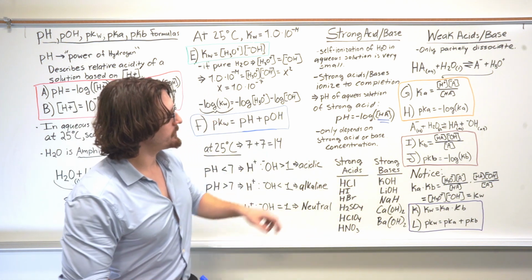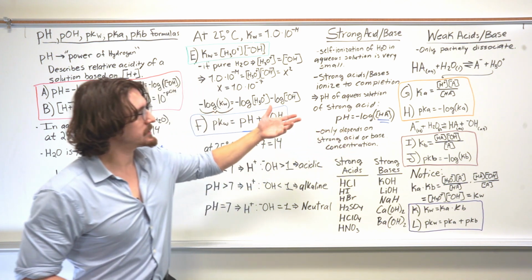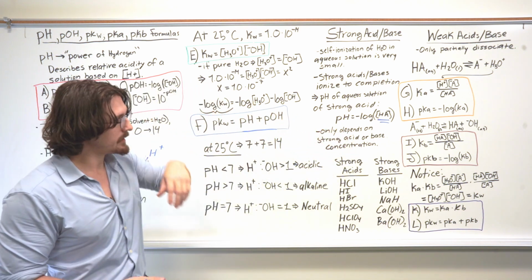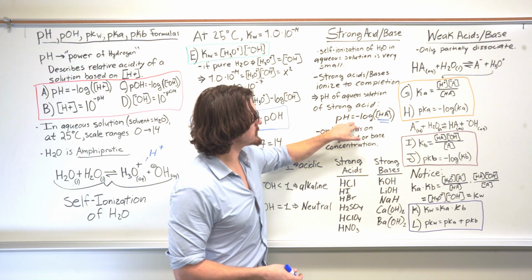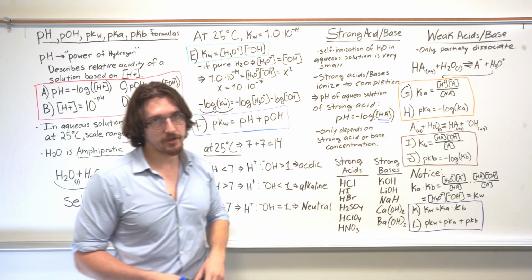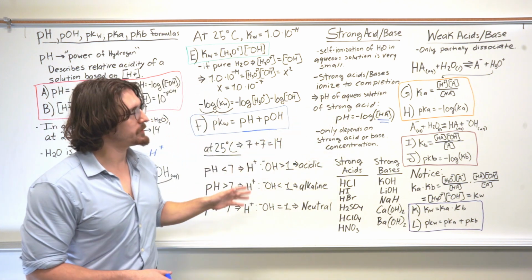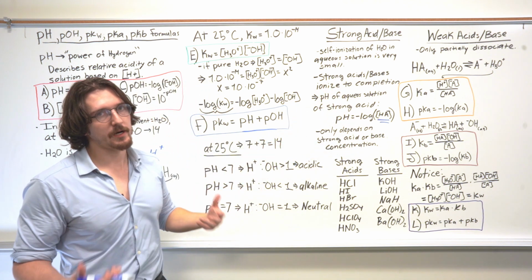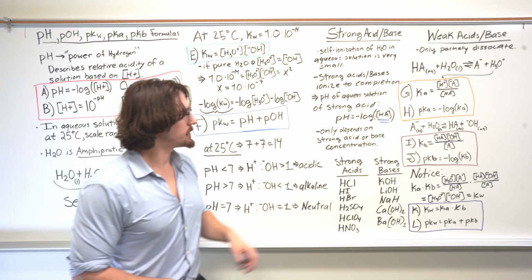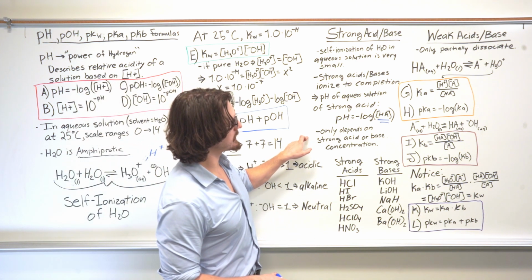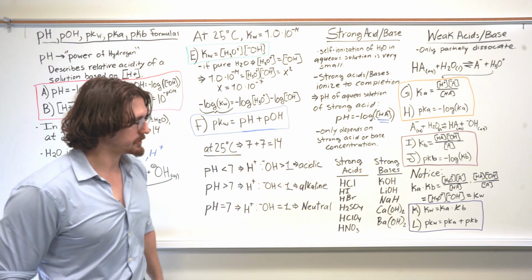And then similarly, if you wanted to calculate the pOH in the context of a strong base, the pOH is simply equal to the negative log of the concentration of the strong base. Because again, water isn't contributing significantly to the hydroxide ion pool. So really, it all depends only on the strong acid or the strong base concentration.